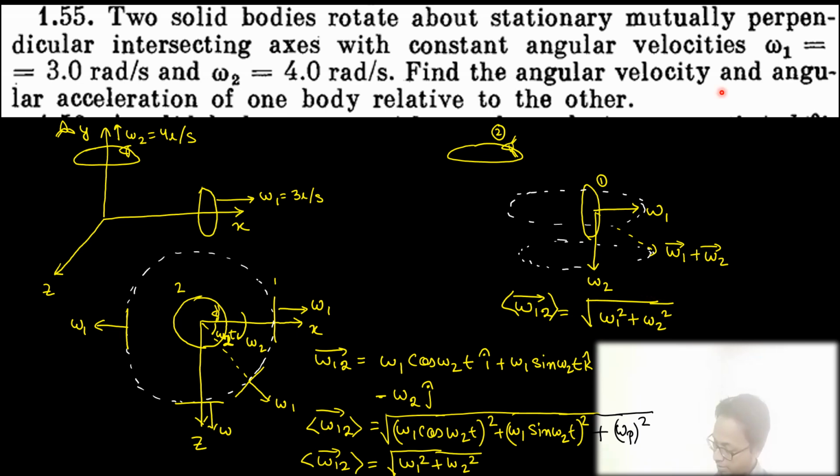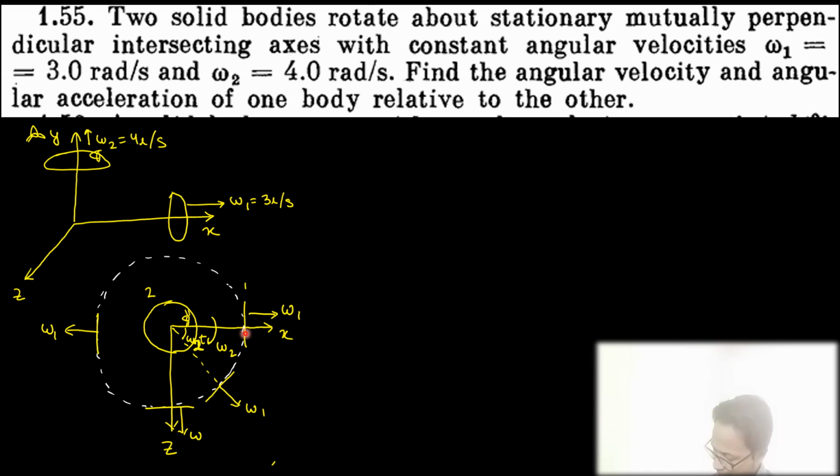Now let's solve part 2 of the question. Find the relative angular acceleration of one body relative to another. Does this acceleration seem similar to gyroscopic acceleration? Yes. So what's the acceleration? Acceleration is nothing but omega 2 cross omega 1, where this acceleration is trying to change the direction of the velocity vector towards itself.